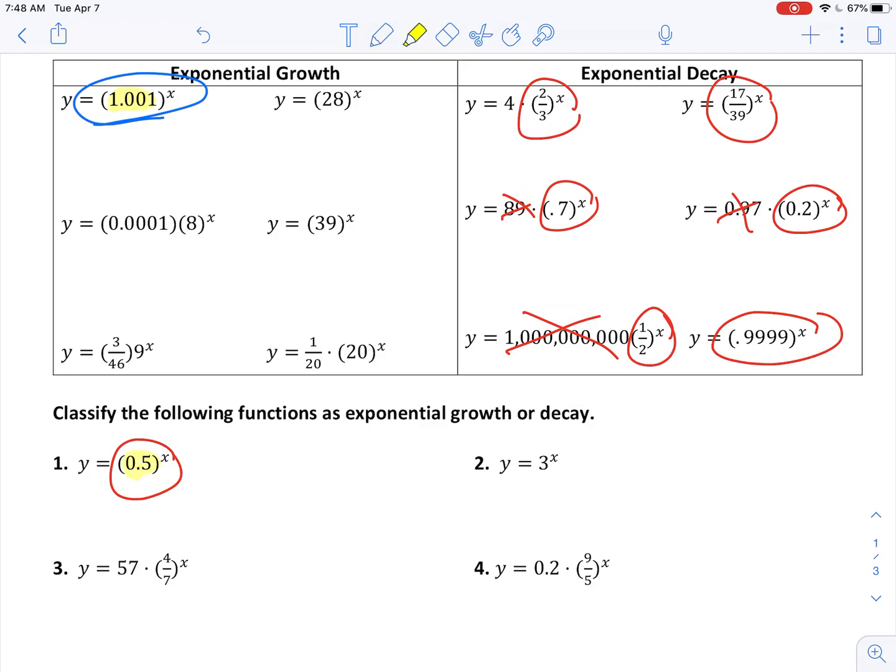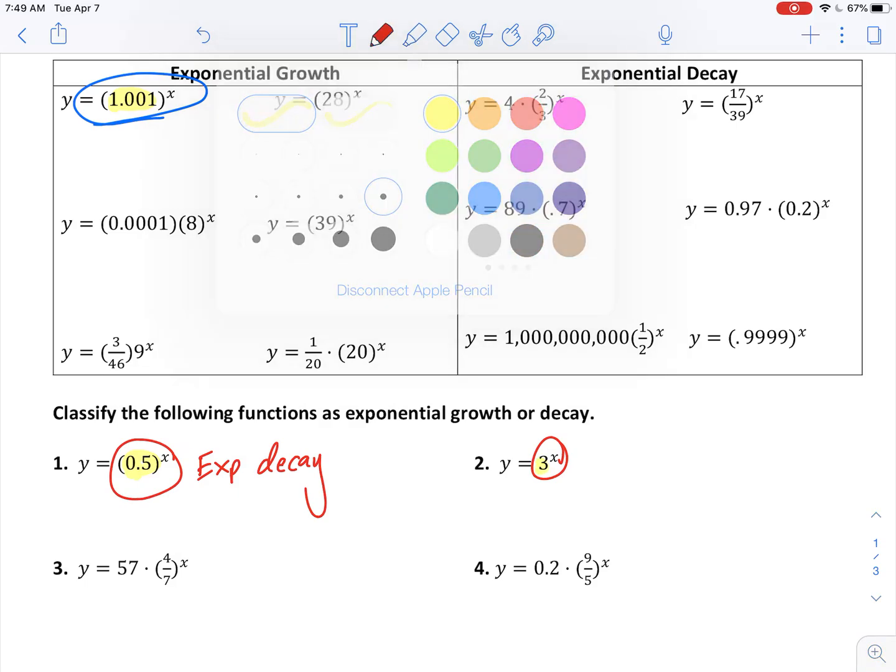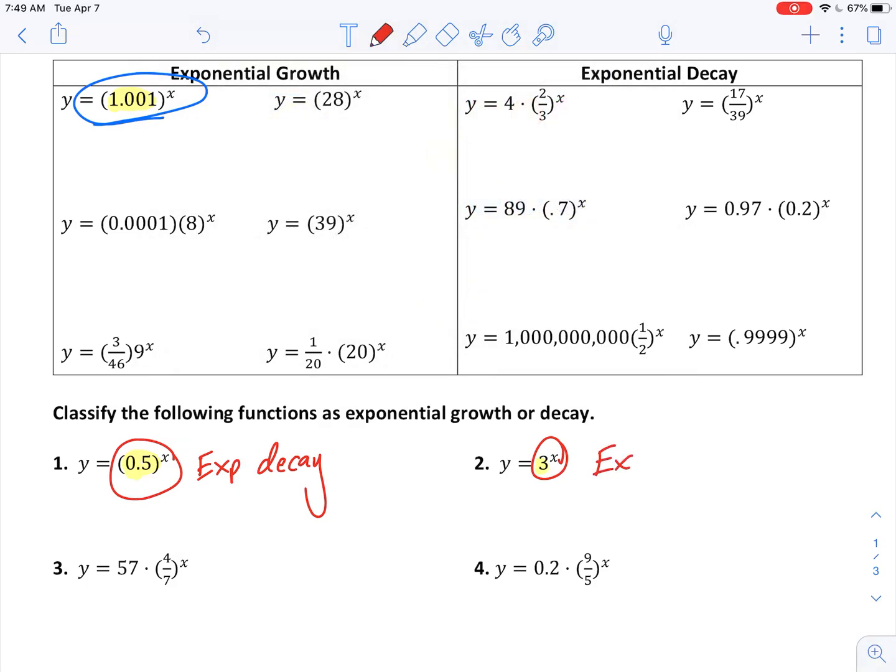Okay, so let's check out some examples. Number 1 here, I've got y equals 0.5 to the x power. So I'll circle that power, and I'll look at specifically the base of the exponent. Now, if it's smaller than 1, which it is, well, my function is going to get smaller and smaller. That would mean that I've got an exponential decay. So over time, it's going to decay. It will get smaller. So this is exponential decay.